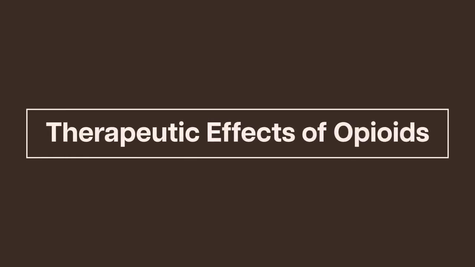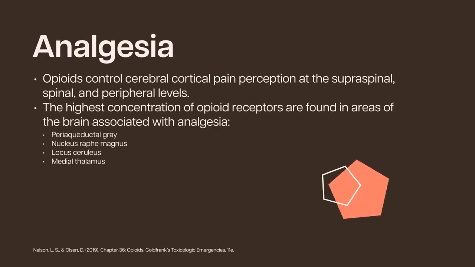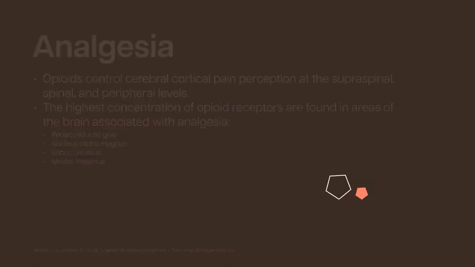We are now going to review the 3 most common therapeutic effects of opioids. Analgesia. Opioids control cerebral cortical pain perception at the supraspinal, spinal, and peripheral levels. The highest concentration of opioid receptors are found in areas of the brain associated with analgesia, such as the periaqueductal gray, the nucleus raphe magnus, the locus ceruleus, and the medial thalamus.